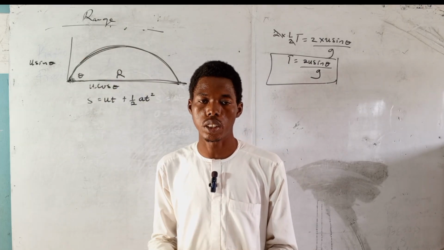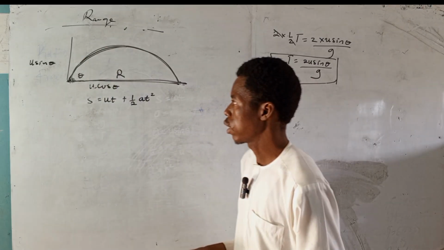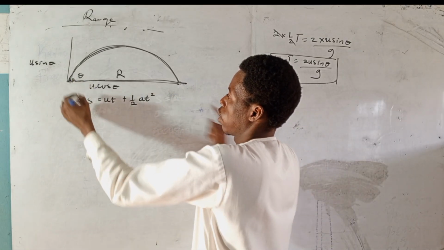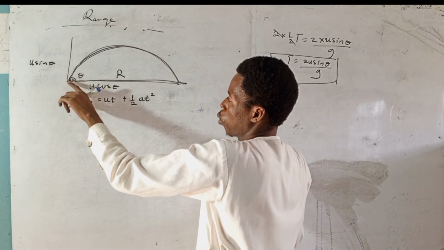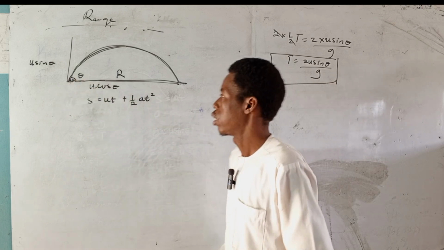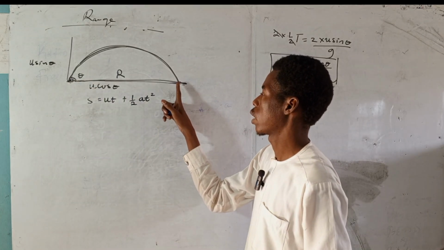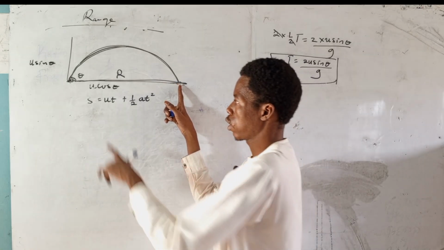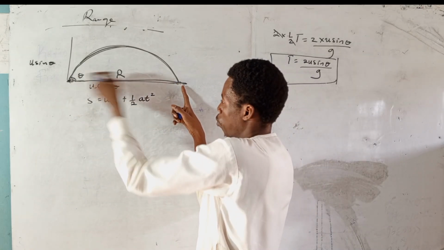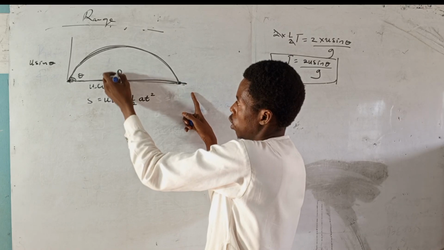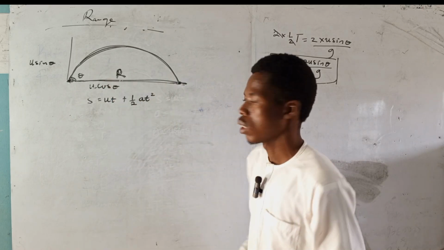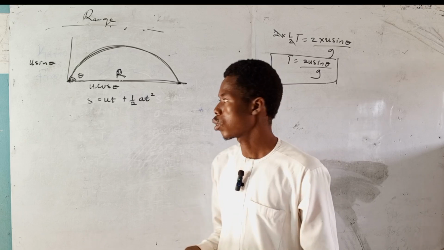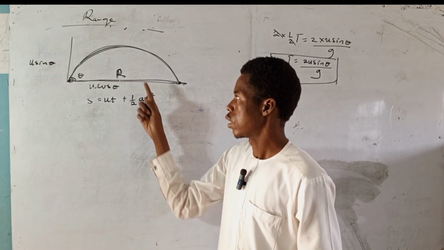Hello, good day viewers. In this tutorial today we are going to learn how to derive the formula of range, the horizontal range of a projectile. Horizontal range of a projectile is the horizontal distance from the point where the projectile is projected to the point where the projectile hits the projection plane. So horizontal range is the distance from this point to this point, R. We will use the equations of uniformly accelerated motion to derive this formula.